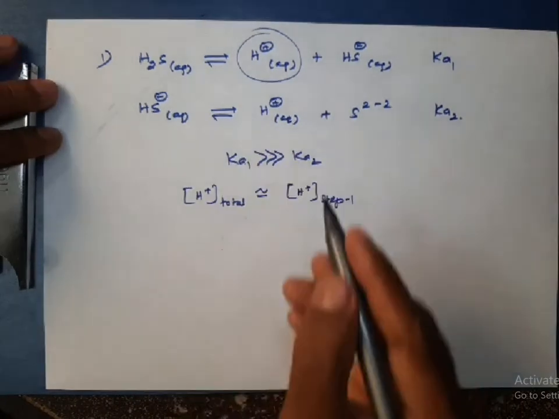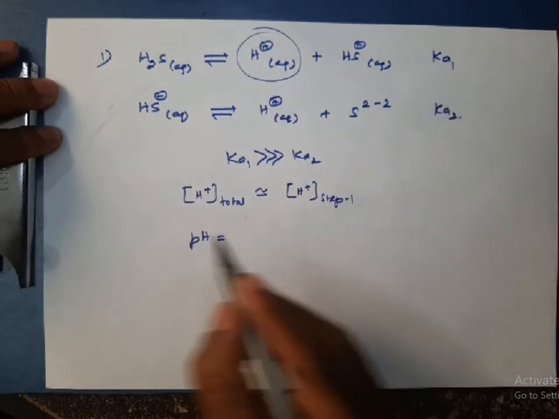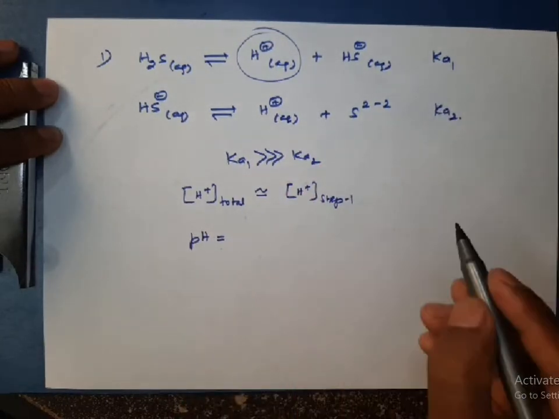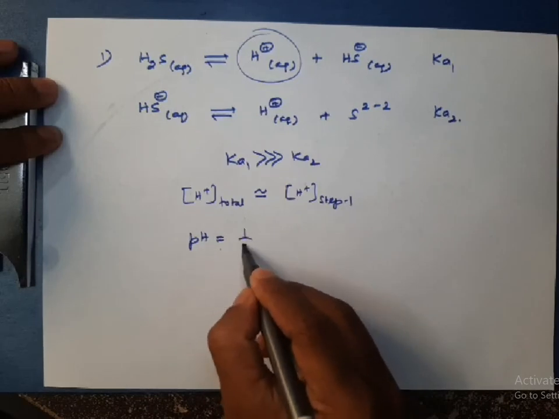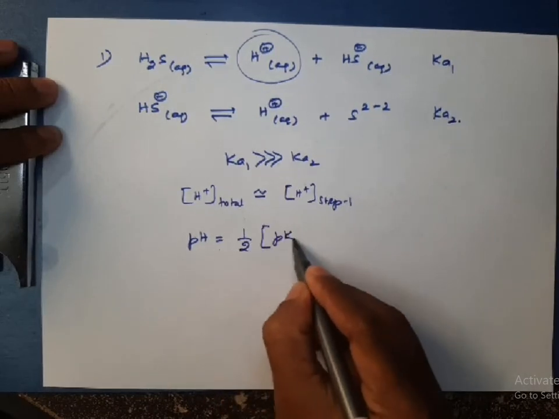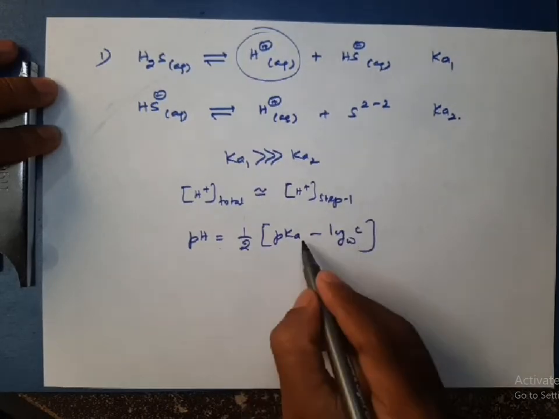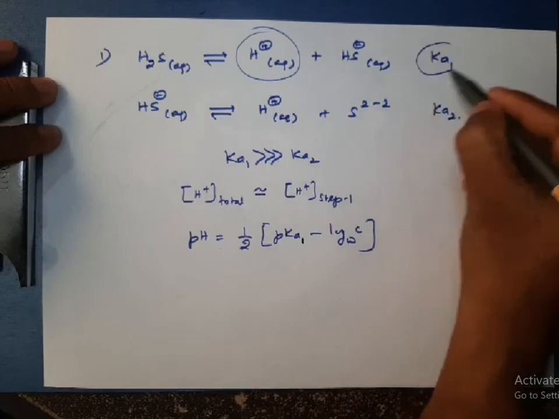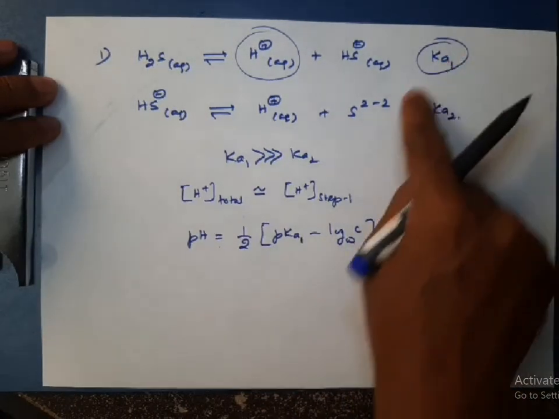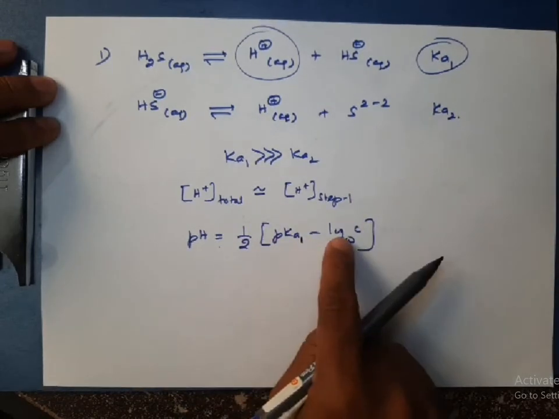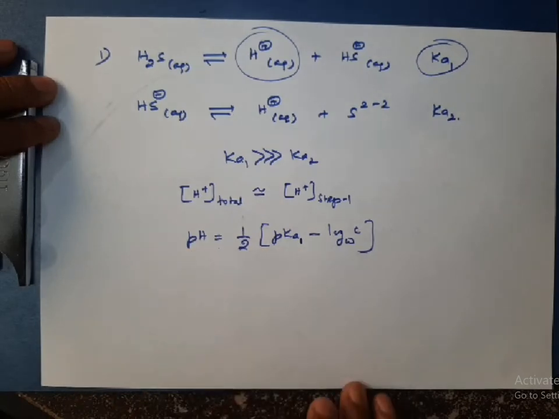Or I can write directly that pH of the solution, under the assumption that alpha 1 is negligibly small, we can write pH equal to 1/2 into pKa minus log base 10 C, where I'll put Ka1 here. So you consider only the first step ionization constant, calculate the pKa1 value, find the log C, subtract it and divide the value by 2, and you'll get the pH of the solution.